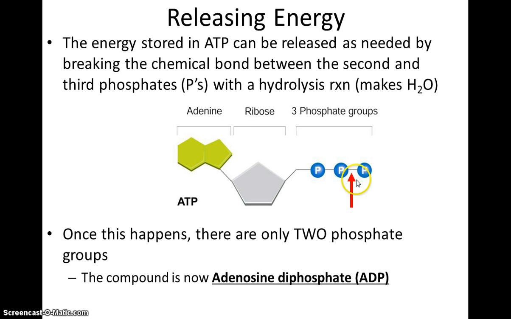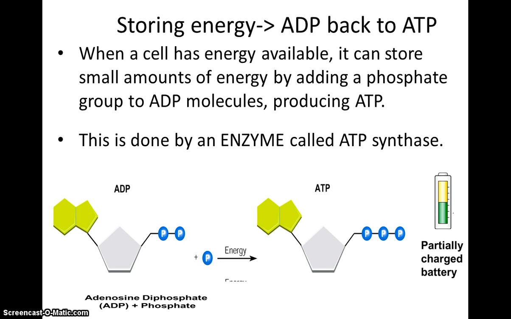After this happens, though, this is no longer ATP, because it only has 2 phosphates after that phosphate goes away. So we now would say this compound is actually adenosine diphosphate, or ADP, because there would only be 2 phosphates. So again, once that bond is broken, this phosphate will actually go away. It won't be there anymore. And that releases the energy.